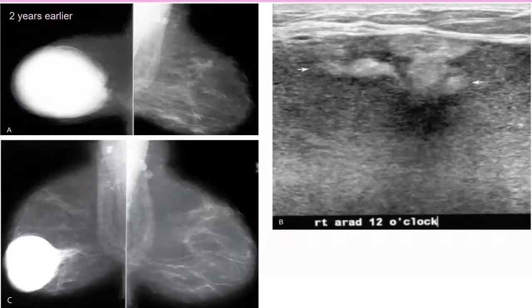The ultrasound also shows a well-defined cystic lesion with echogenic material. If we call it a cyst with echogenic material, how would you describe it? It means a complicated cyst. Complicated or complex? Complicated.